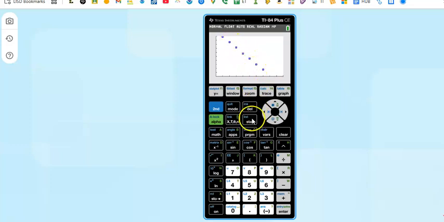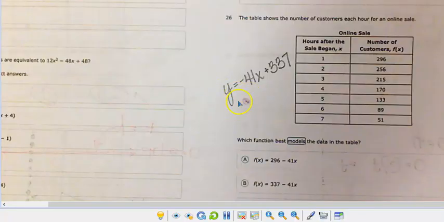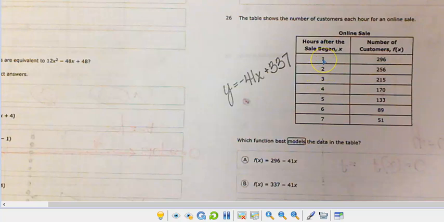Now I'm going to go to stat, and I'm going to ask it to calculate the linear regression, number 4, because that gives me my slope and my y-intercept. Okay. All right. So this says my slope is -41 and my y-intercept is 337. Okay, so I basically put that in the equation. Here's my slope that they gave me. I rounded it off a little bit. Here's my y-intercept, okay? Because notice my y-intercept is not going to be 296 because that's when the x value is 1. My y-intercept is when the x value is 0, so I was missing that.